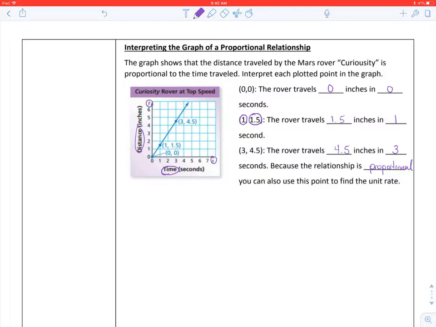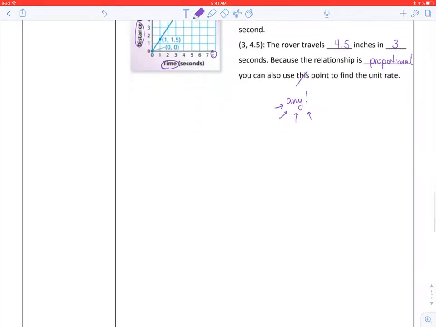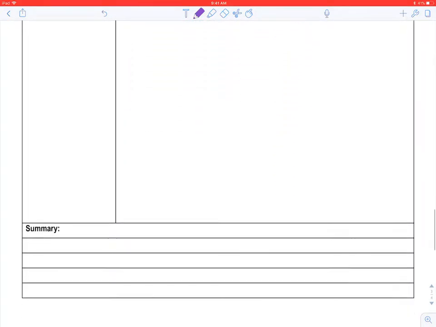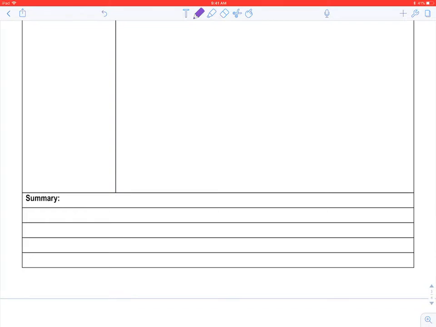You can also use this point to find the unit rate, or you could use any point to find the unit rate. And so that's the last thing that I'm going to have you do on your own. You're going to use any of the points given except for 0, 0, because we haven't started measuring anything at that point. You're going to use either one of the 2 points given to determine the unit rate of the Curiosity rover and tell me how many inches it's traveling for every second. And then don't forget to do your summary at the end.